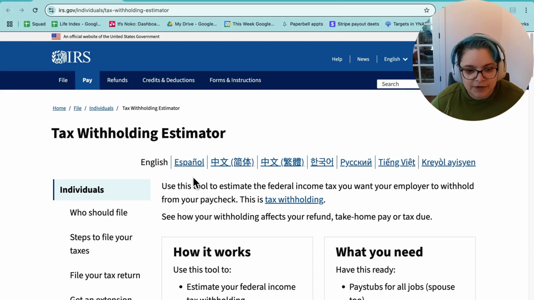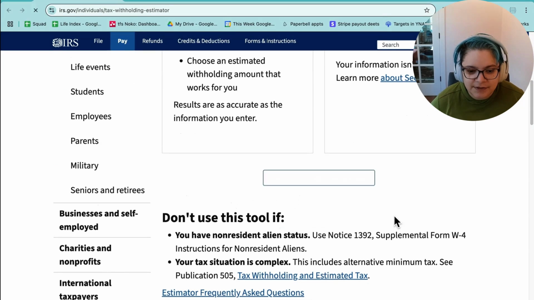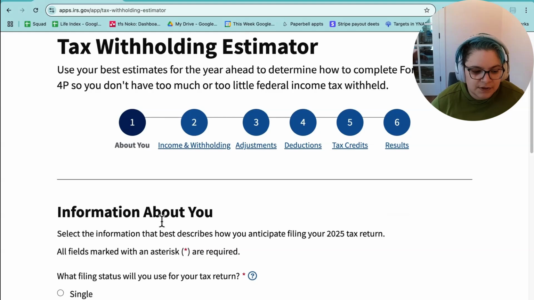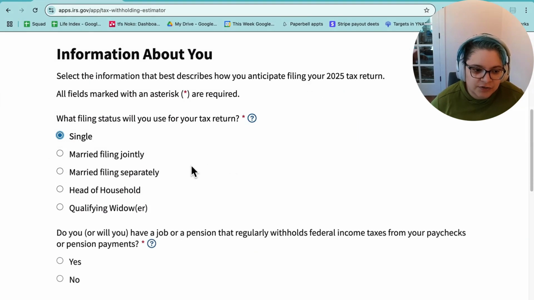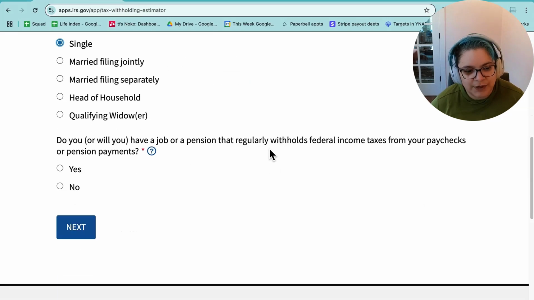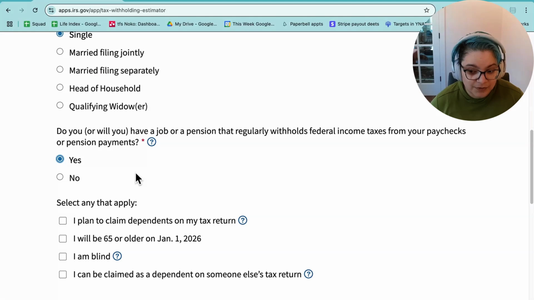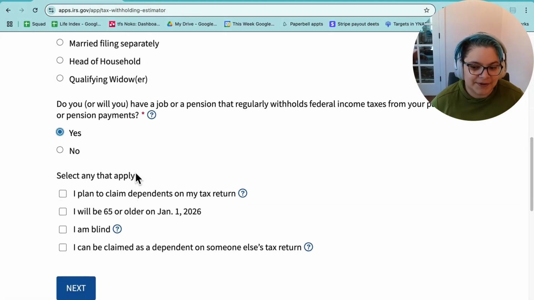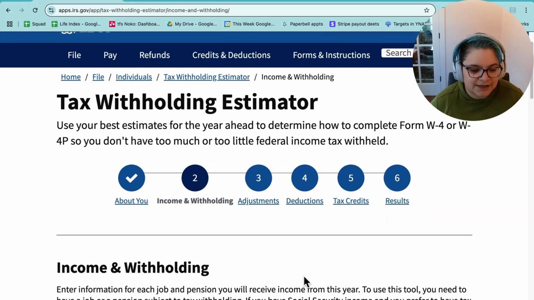So this is the IRS withholding calculator front splash screen. It's currently at irs.gov/individuals/tax-withholding-estimator. And we're going to plunge right in. It's going to ask you what your filing status is. Use what is true. Even if you do not have a job, you are going to say yes to this question that asks if you have one, because if you say no, it will tell you you can't use the calculator. Check any that apply, carry on to the next.